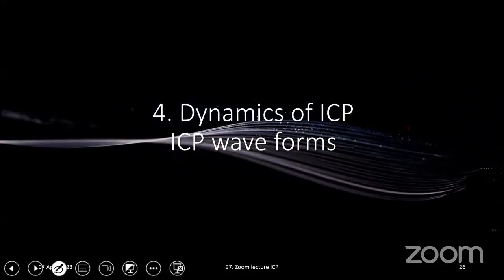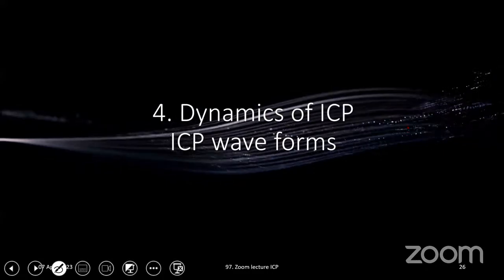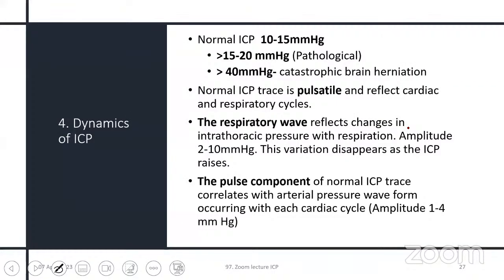So let's switch gears and go to dynamics of ICP and ICP waveforms. The normal ICP is about 10 to 15 millimeters of mercury, as I have already said. More than 15 to 20 millimeters of mercury becomes pathological, and more than 40 millimeters of mercury of intracranial pressure is critical or catastrophic.